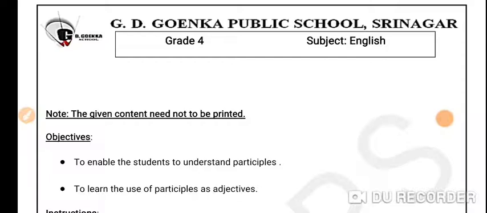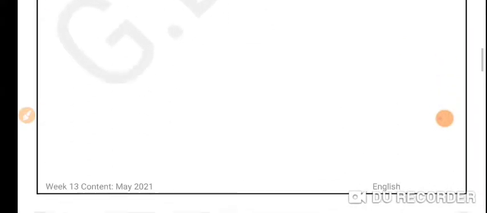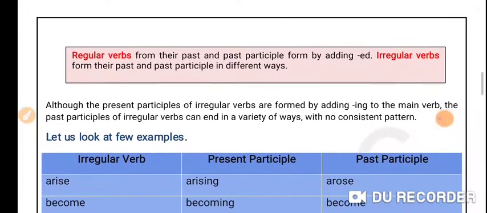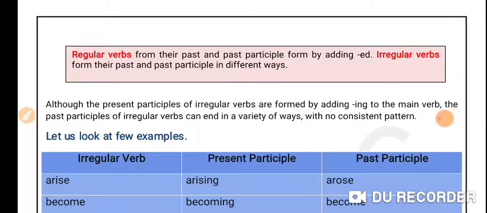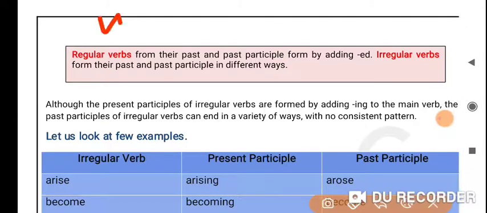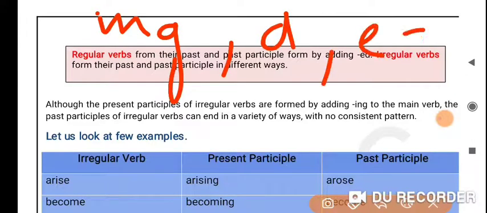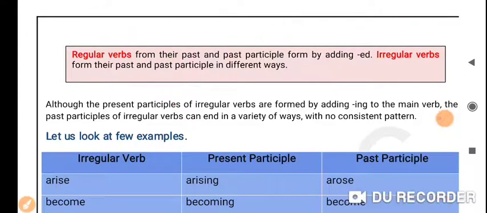Today in English, we'll be learning more about participles. If you remember, in our previous video, we learned what participles are. Participles are words formed from verbs, usually by adding ing, d, or ed. Today, we'll be learning more about them.